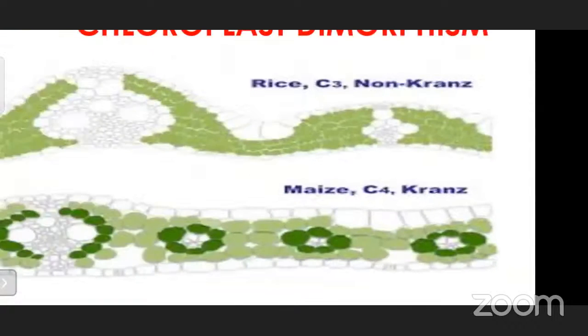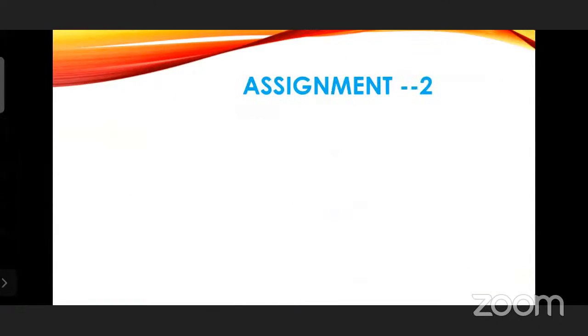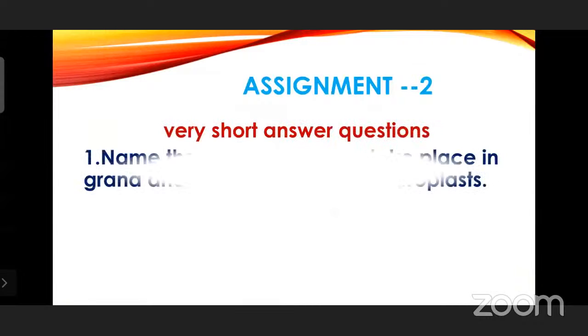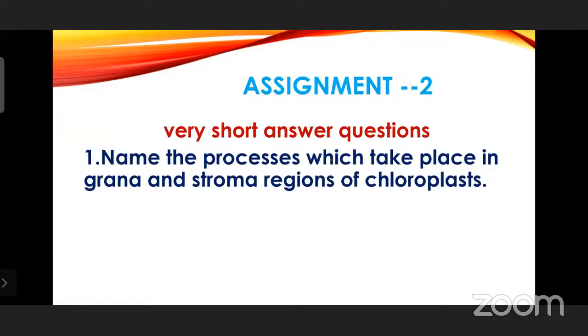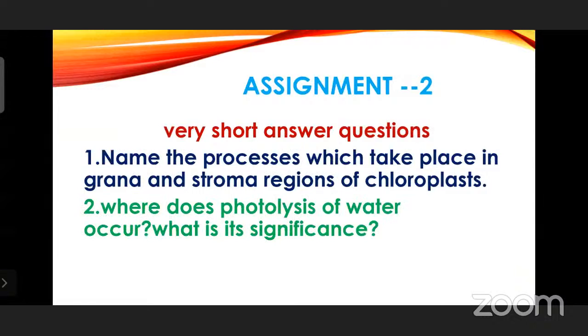Okay. Next. So we are now in assignment. Very short answer questions. Name the process which takes place in grana and stroma regions of chloroplast. As you know, grana for light reaction, stroma for dark reaction. Where does photolysis of water occur? Photolysis of water will occur in the grana only because sunlight will be harvested in the grana only.